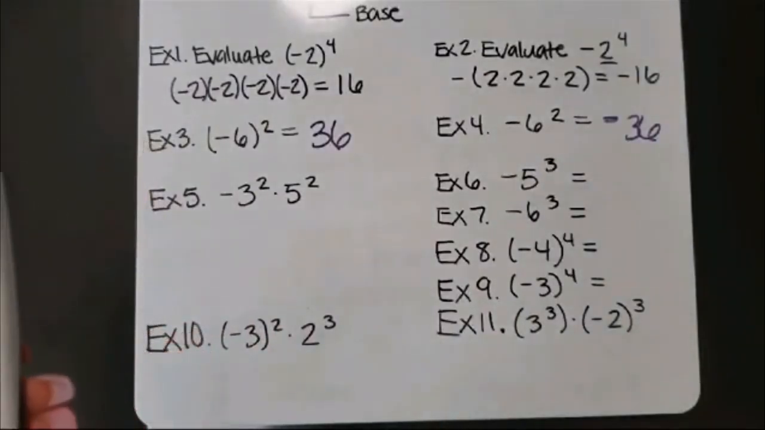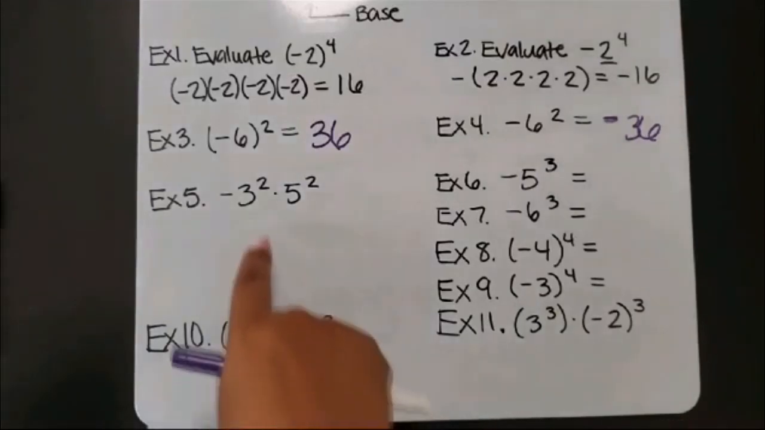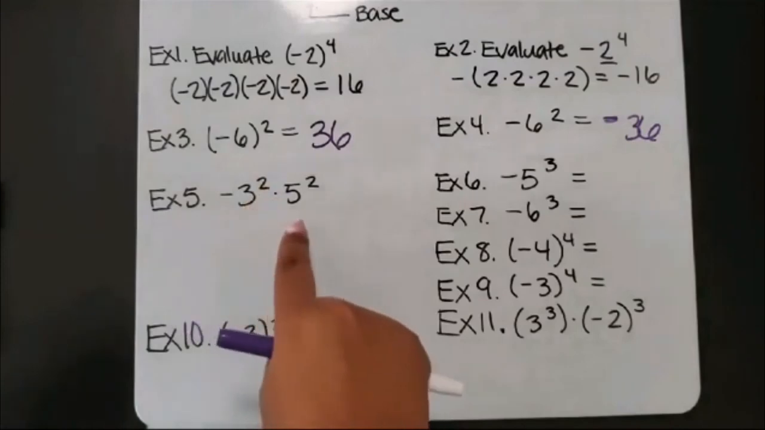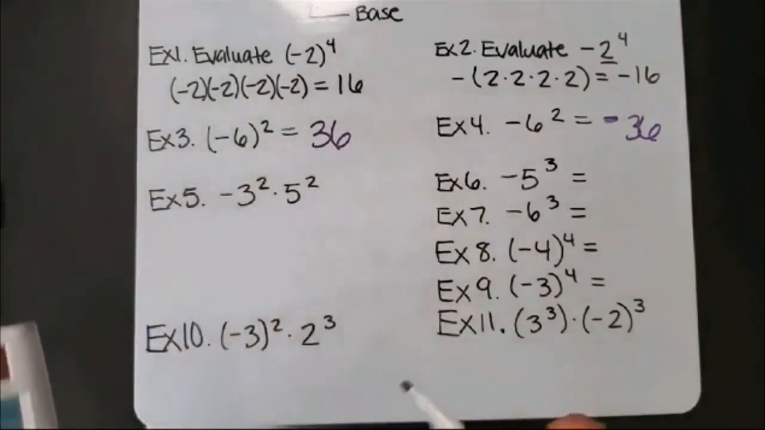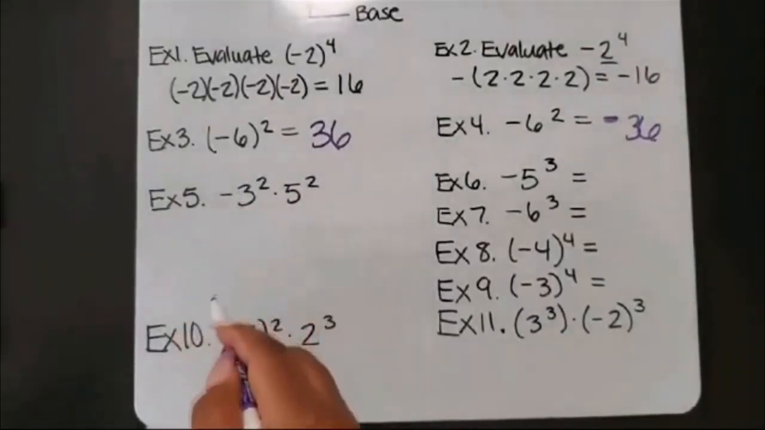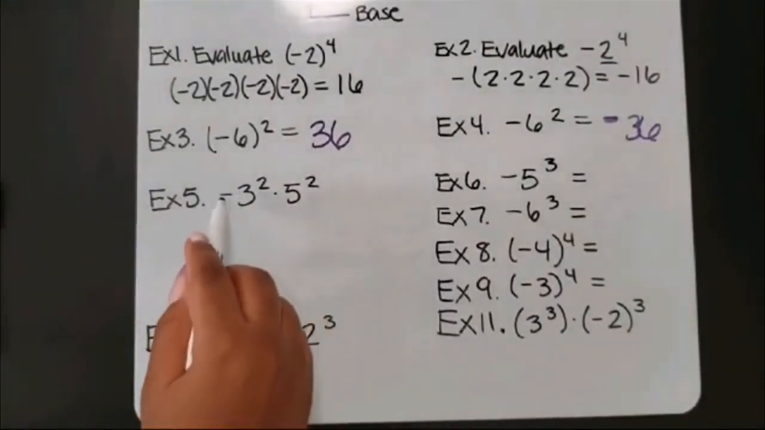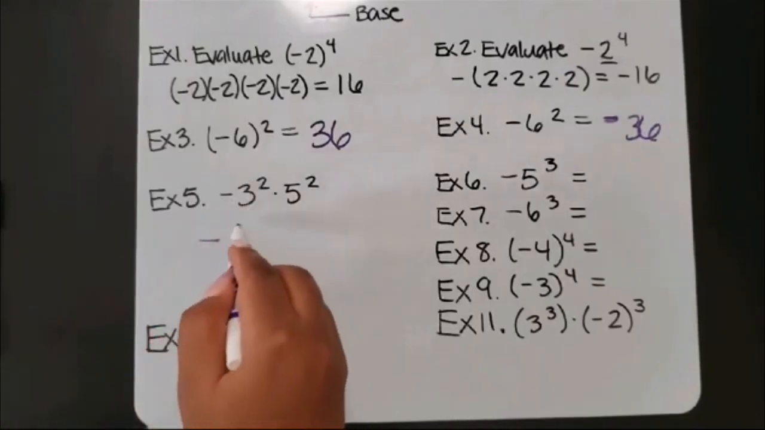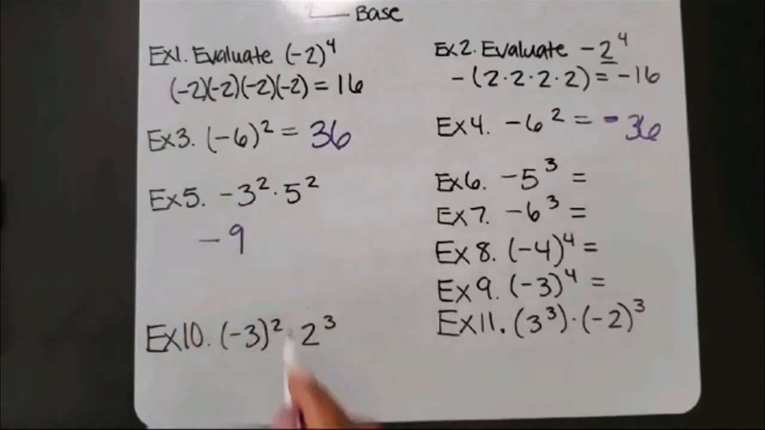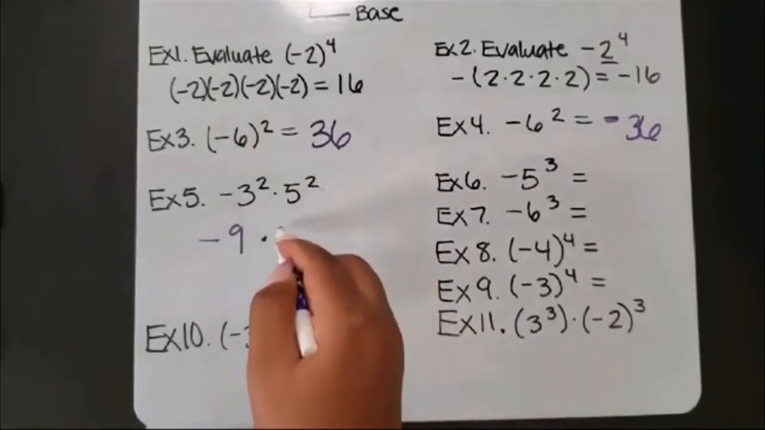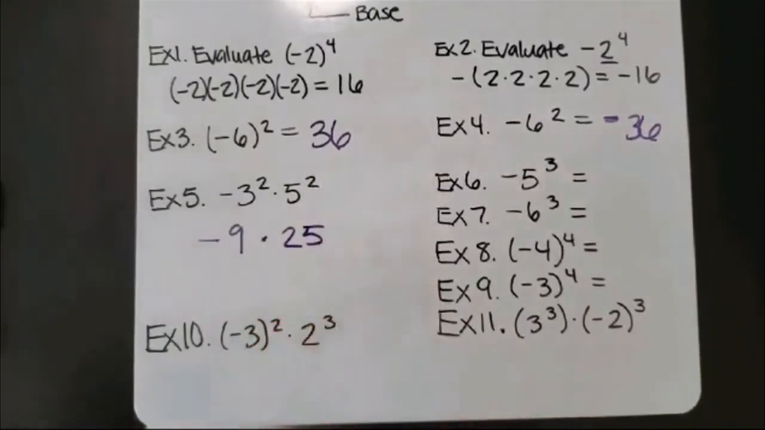Now, let's look at example 5. Here we have negative 3 squared times 5 squared. All right. So what is negative 3 squared? We have this negative sign here, so we're going to keep that negative. And then we have 3 squared, which is 9. We're going to bring our multiplication symbol down. Then we have 5 squared, which is 25. Okay?